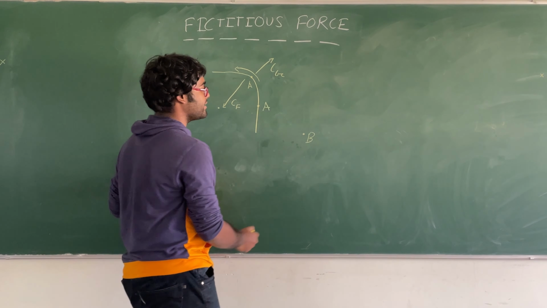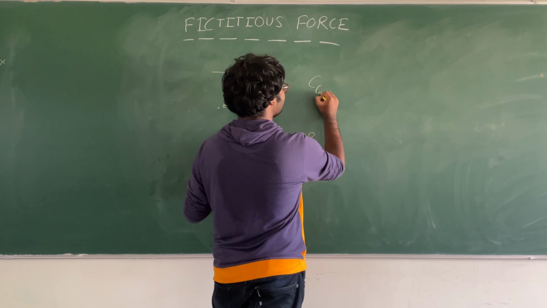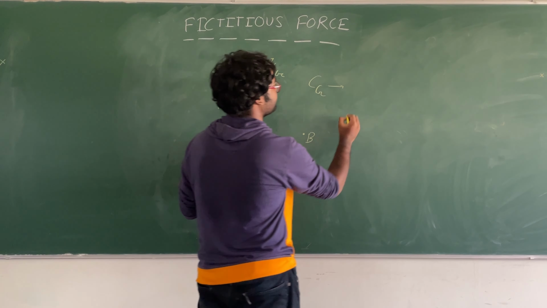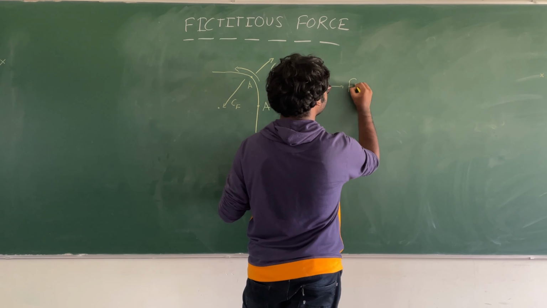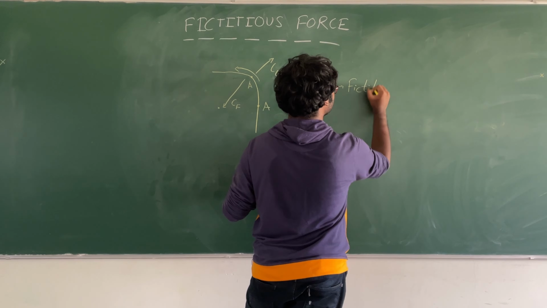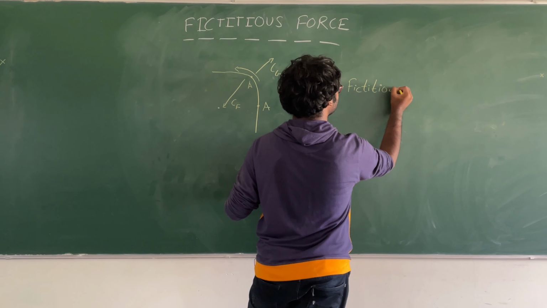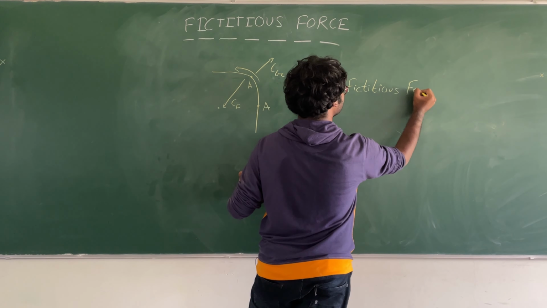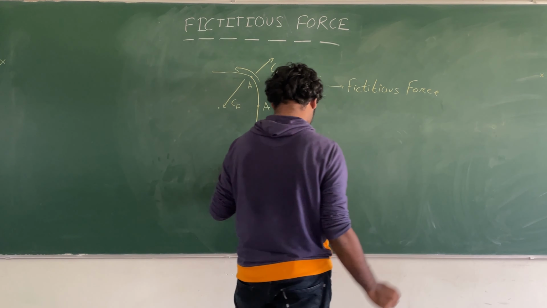So from here we get the concept of fictitious force, and we very famously know why centrifugal force is called a fictitious force. This is the concept of fictitious force in the form of relativity.